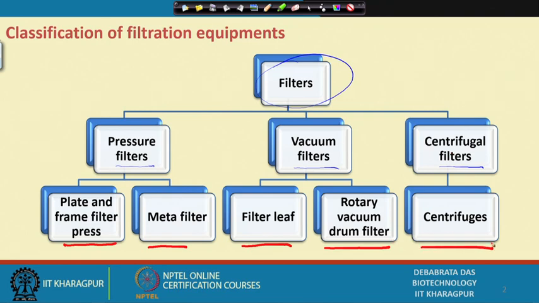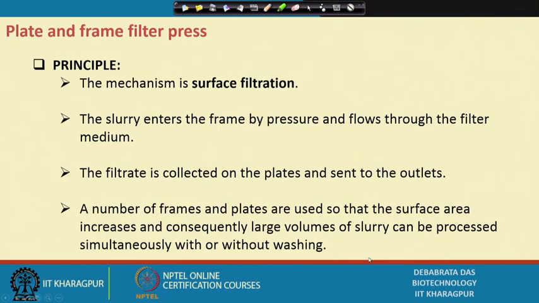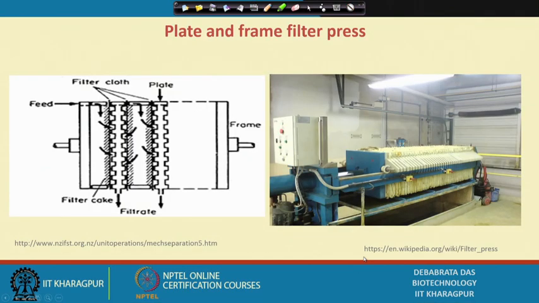Now, out of that I want to highlight that the plate and frame filter press is largely used in the biochemical industry. The rotary vacuum drum filter is also largely used in the biochemical industry, and the centrifuge is also largely used. Now, first let us consider the plate and frame filter press that we have. A question comes: how does the plate and frame filter press look? Let me give you some idea about that.